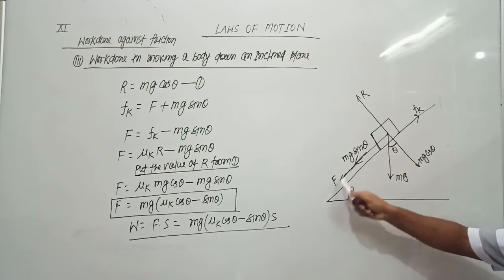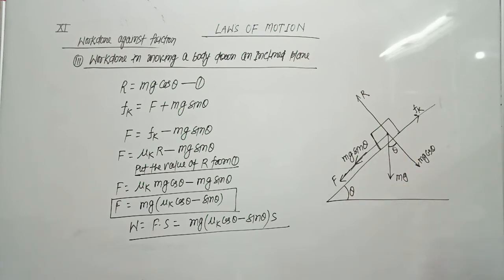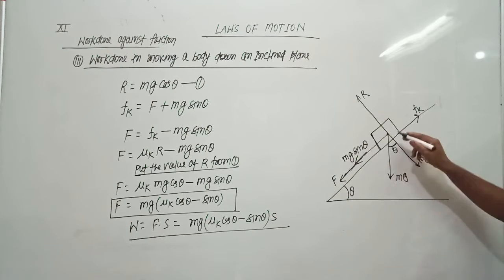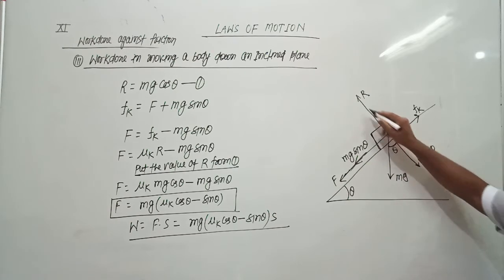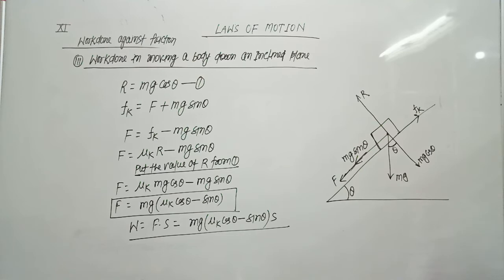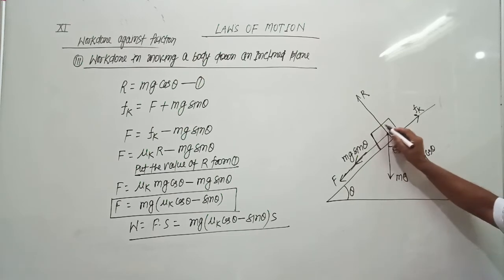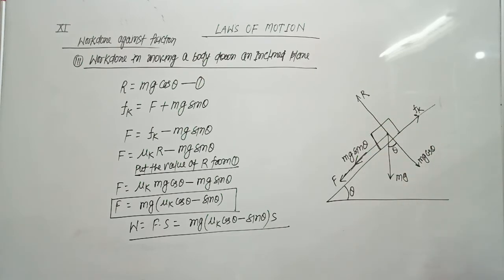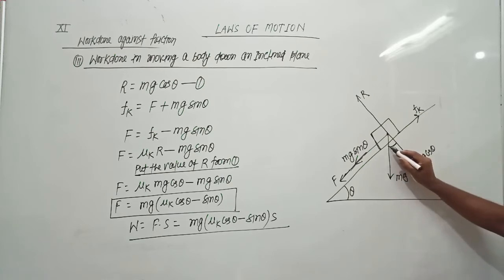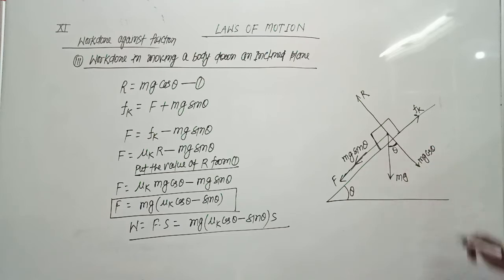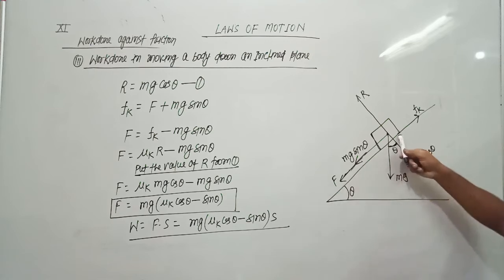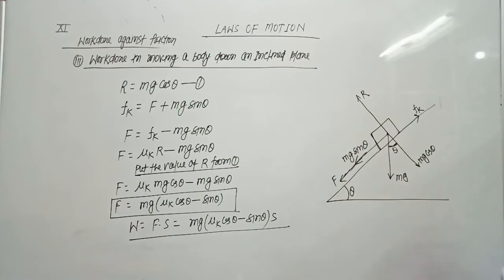The body is moving down an inclined plane. So force F is acting in the downward direction, weight is acting vertically downward, and in the upward direction, perpendicular to the plane, is the normal direction. If this angle is theta, then this will be theta. There must be two components, mg cos theta and mg sin theta, and the frictional force acts along the plane, opposite to the direction of the force.